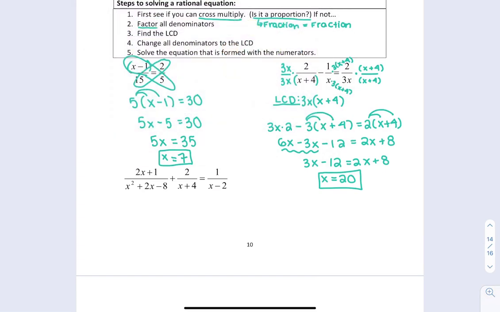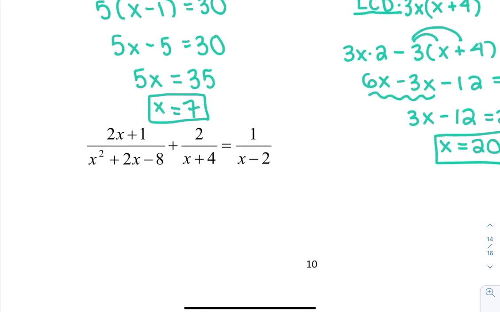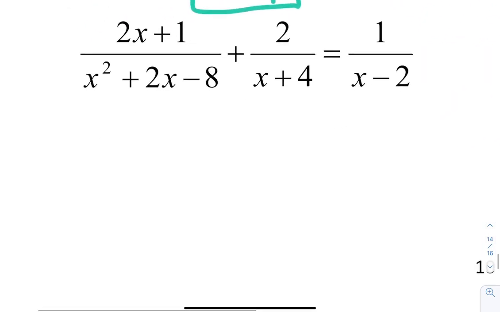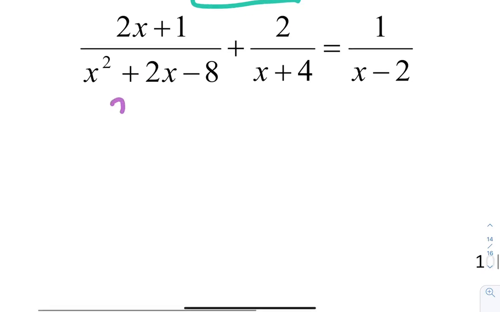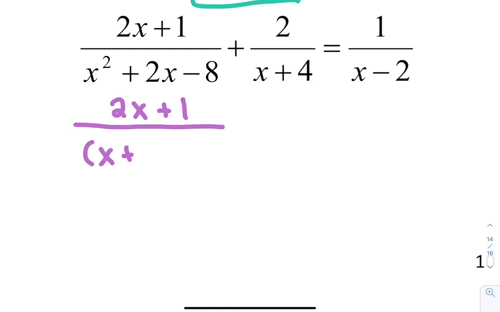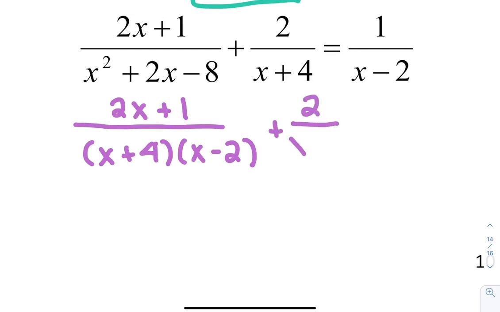So, first, can you cross multiply? No, because it's not a fraction equal to a fraction. There's a whole addition problem going on in there. Next, we're going to factor. So I can factor the x squared plus 2x minus 8. So this becomes 2x plus 1 over, this is x plus 4 times x minus 2, because 4 and negative 2 multiply to negative 8 and add to 2. Now everything else is already all set for me.